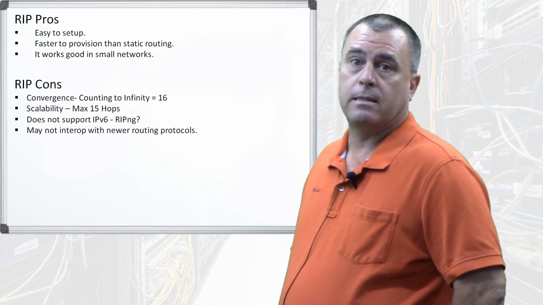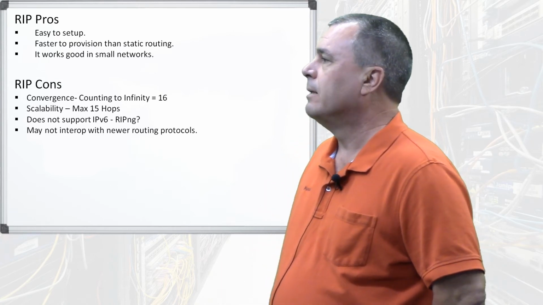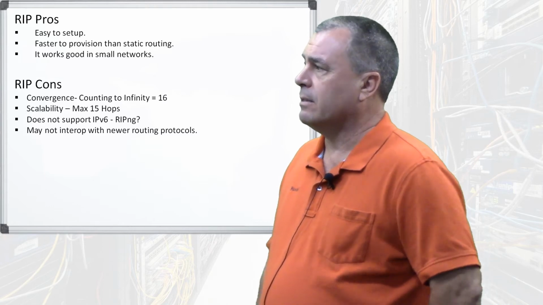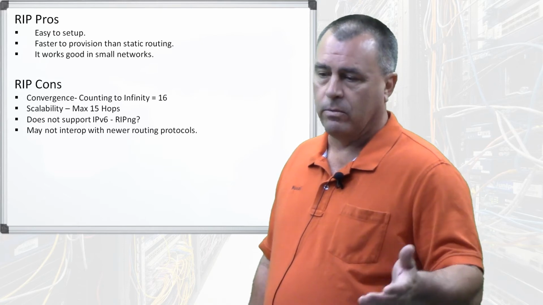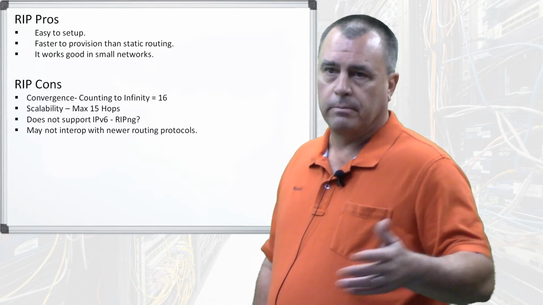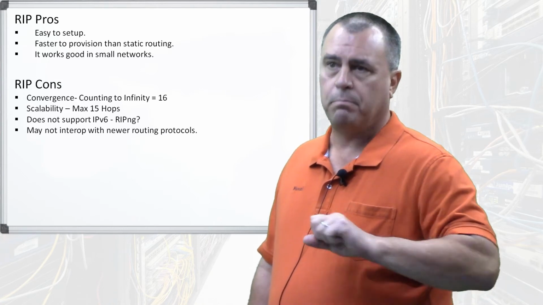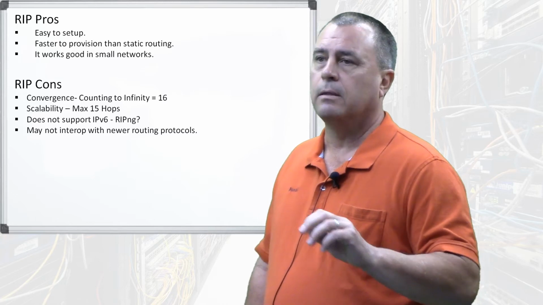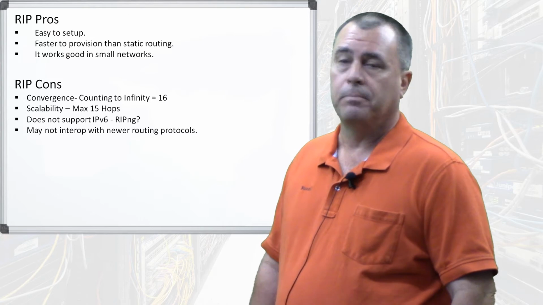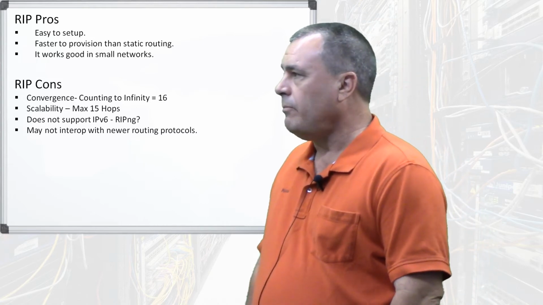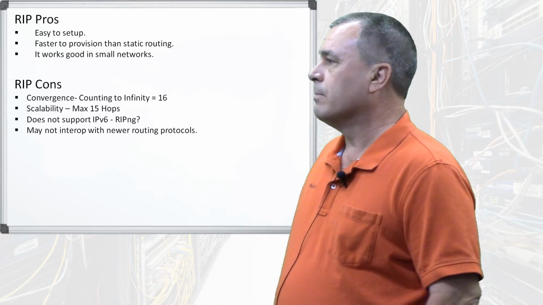And it works pretty good, actually, as long as you don't have too many routers in the network, and we'll talk about that. It's definitely faster to provision, like if you're setting up a new router or adding a new network to a router. It's definitely faster to set RIP up to push those network routes out than it is to add static routing. Okay, and it works really well in small networks. So those are the pros.